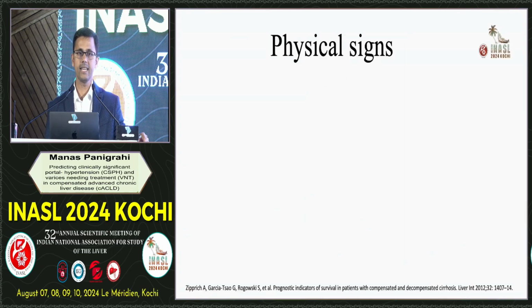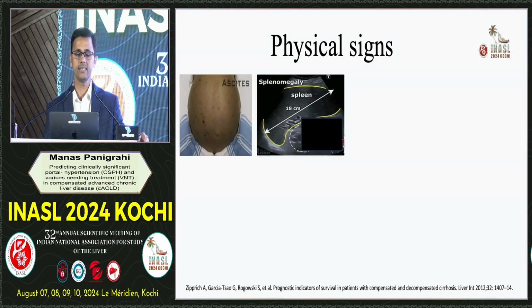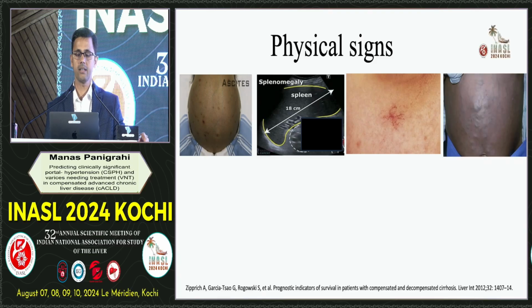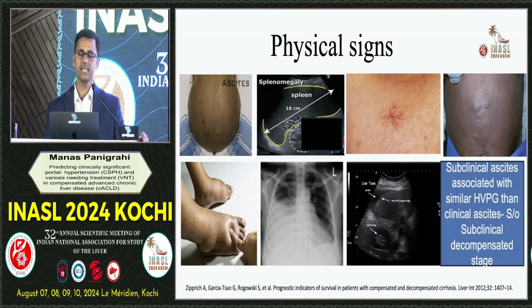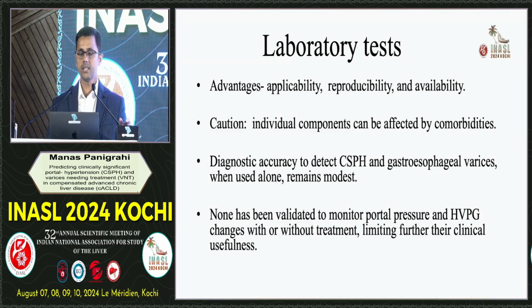So physical signs we already know: ascites, splenomegaly, spider nevi, portosystemic collaterals, pedal edema, pleural effusion. So these are there, and if a patient is decompensated, there must be CHPS. These clinical signs and symptoms are there. So what laboratory tests or serum-based markers are there?